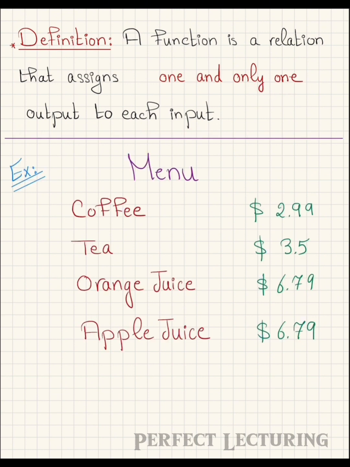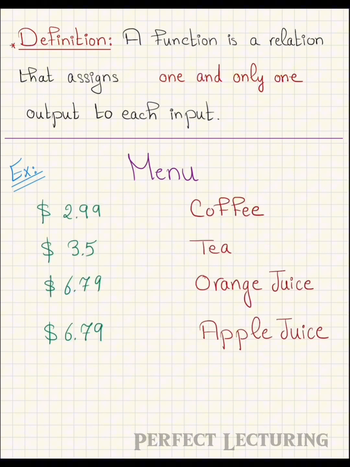Let us consider this example. And let's look at the list of the drinks with their corresponding prices. If we think of the drinks as the input values and of the corresponding prices as the output values, this is a function. Why? Because no drink has more than one price. That's the price of the coffee, that's the price of the tea, that's for the orange juice, and this is for the apple juice. So each input has one and only one output. Thus, this relation is a function.